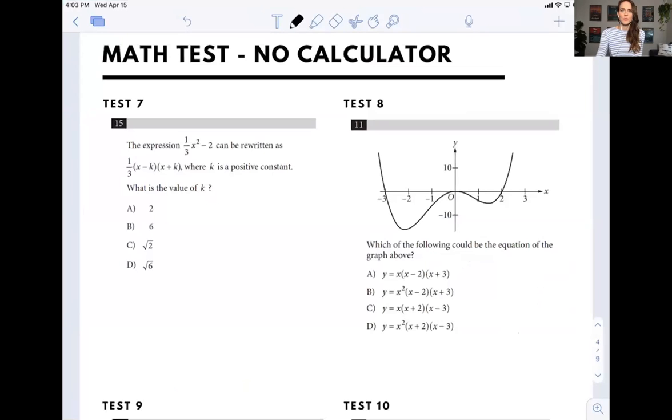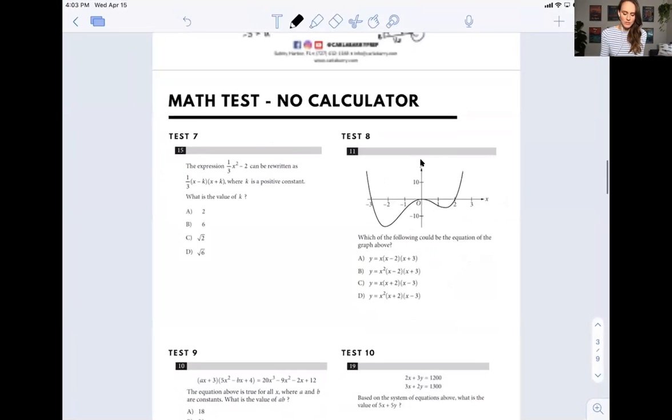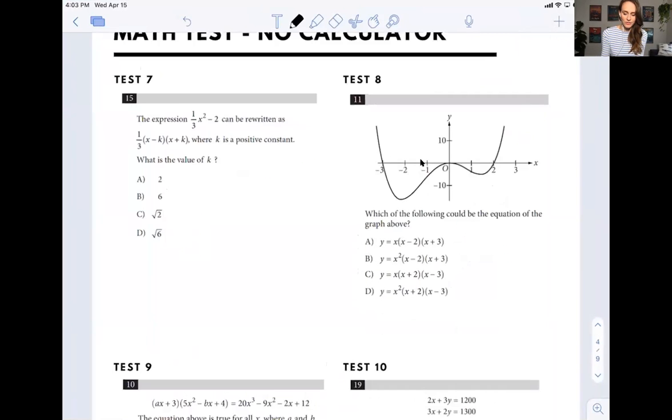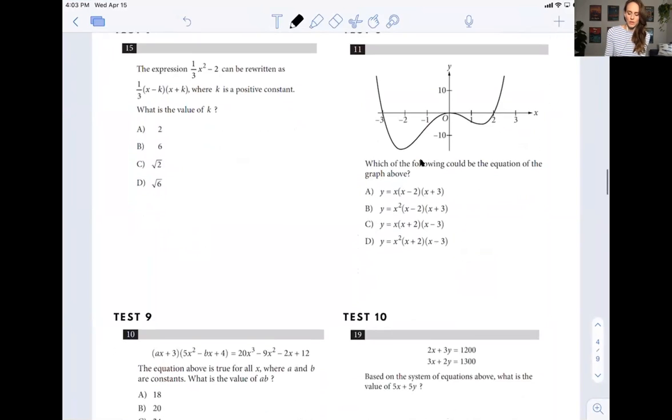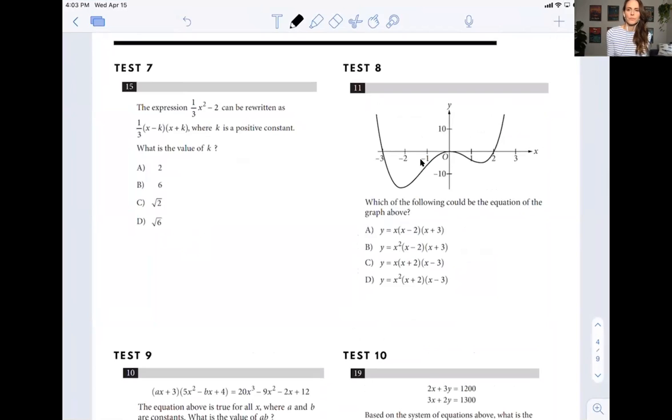Okay, let's look at these questions. So just a quick little poll from you guys. Which one of these did you find the most challenging? 13, or not 13, 15, 11, 10, or 19? 15, 11, 10, or 19?